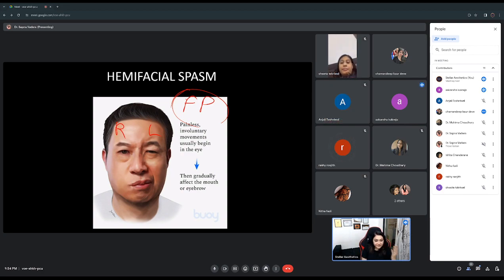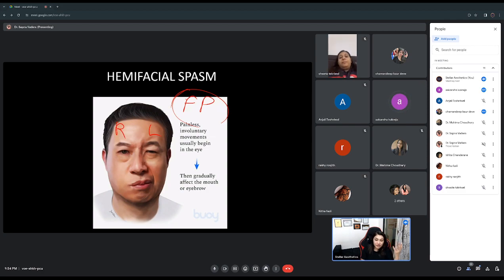Left side is normal. Okay, left side is normal. Why? Because the expressions are there on the left side, whereas the right side is not able to draw expressions because it is paralyzed. Okay, so you will have to check thoroughly whether it's spasmodic or it's a palsy.